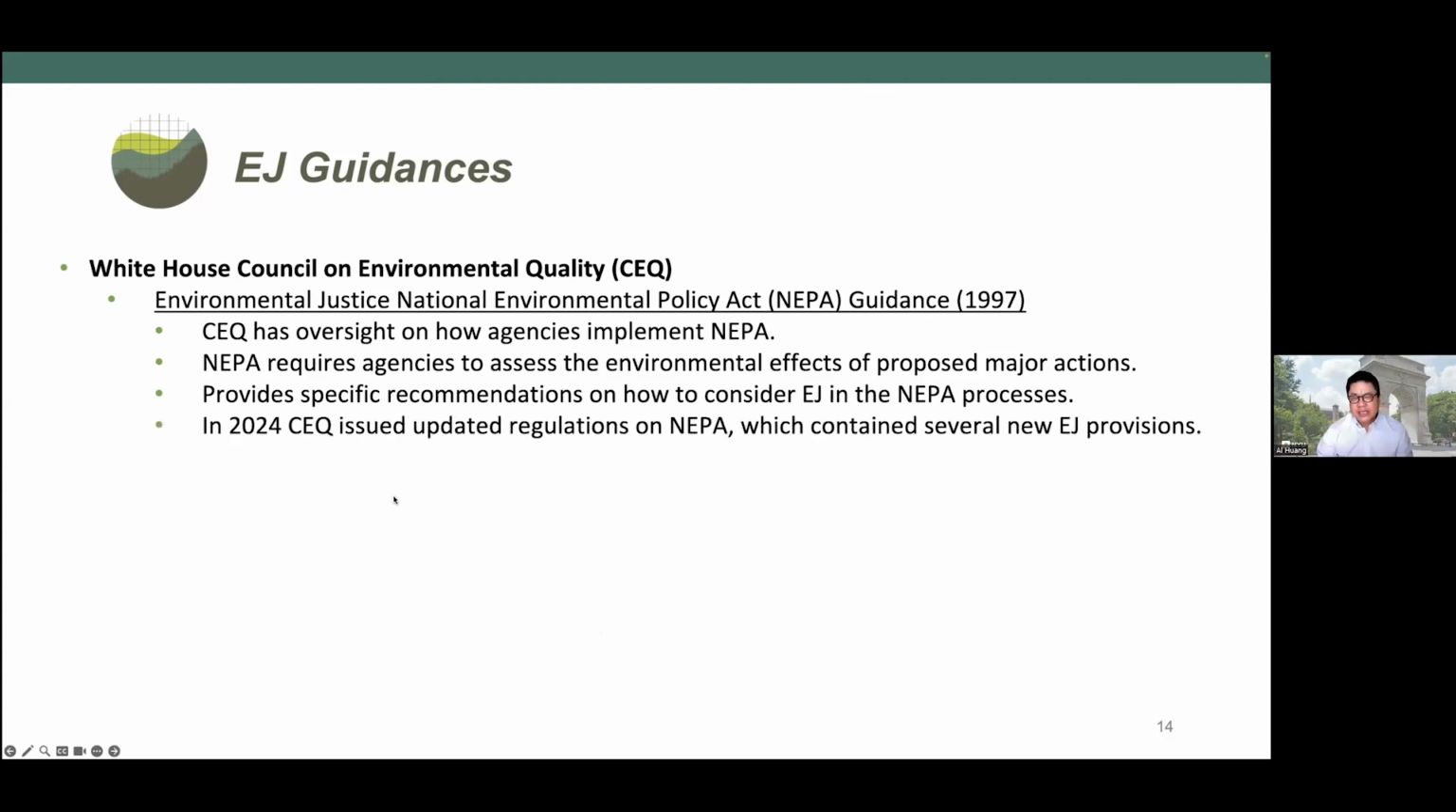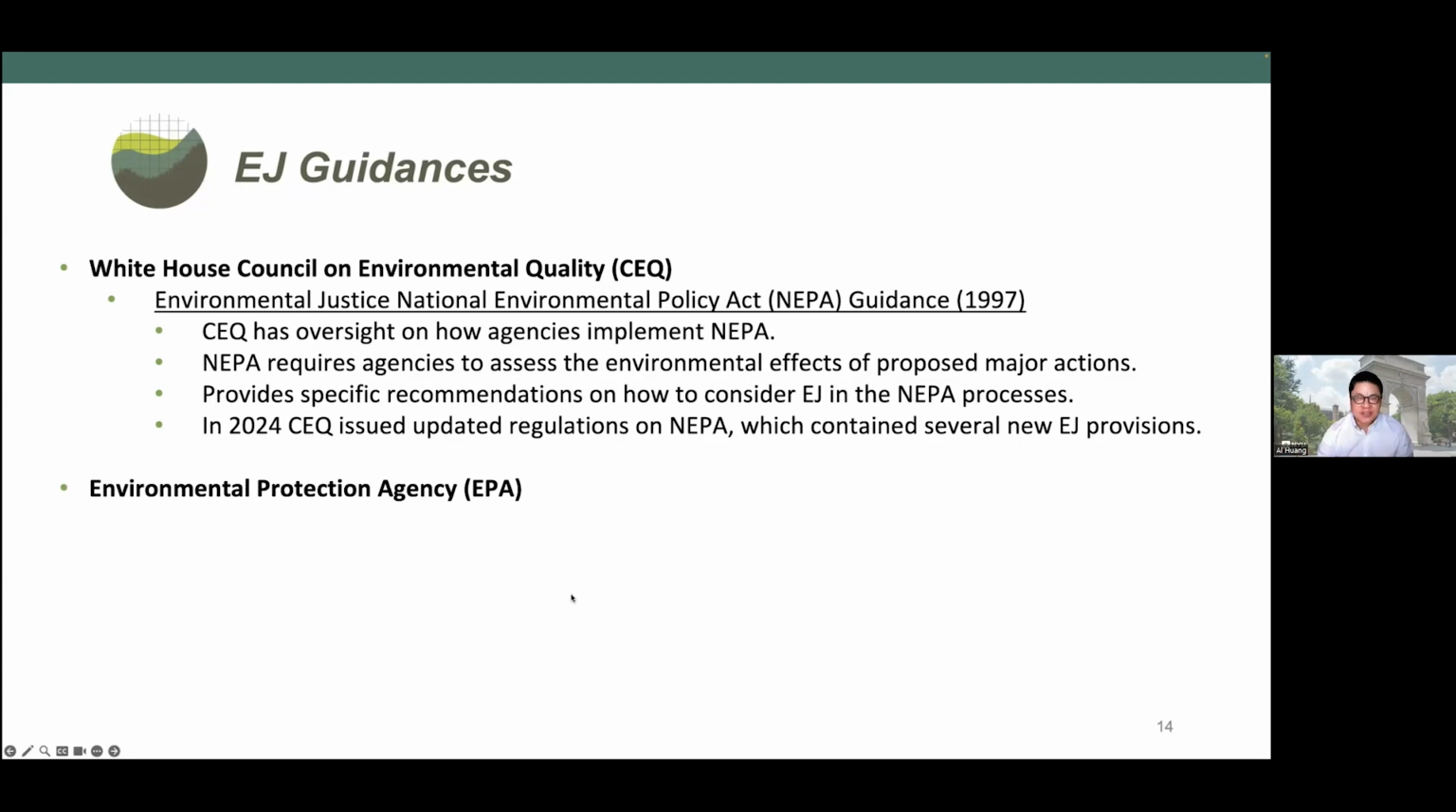And of note is that in 2024, CEQ issued updated regulations on NEPA. As mentioned earlier, agencies often issue regulations on the law to provide more guidance on how they should be applied. And the proposed regulations contain several new EJ provisions in them.